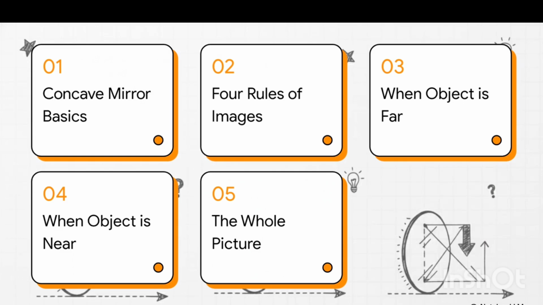So here's our roadmap. 1. The basics of concave mirrors. 2. The 4 rules of images. 3. What happens when the object is far away. 4. When it's near. And finally, putting the whole picture together. I promise you, by breaking this down logically, mastering all 6 cases is going to be an absolute breeze.